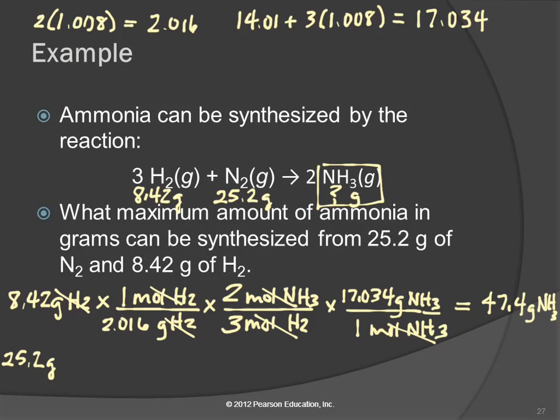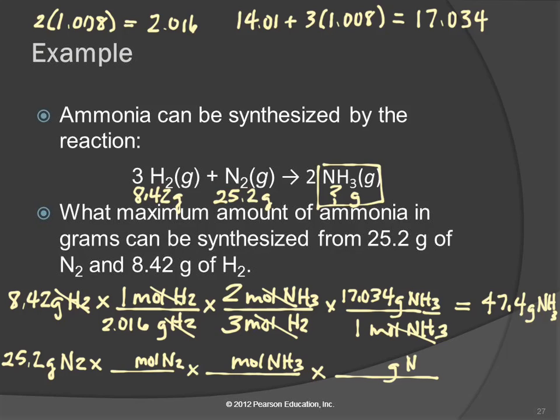25.2 grams of nitrogen. Again, grams to moles to moles to grams. Write it out if you need to. So grams of nitrogen to moles of nitrogen. Grams to moles, moles of the other thing, moles of ammonia. We're going to the same place. Sometimes students start and they end up calculating grams of hydrogen or something. We're calculating mass of product for both of these. And this will be grams of ammonia. Then we fill in the units on the bottom to cancel out.